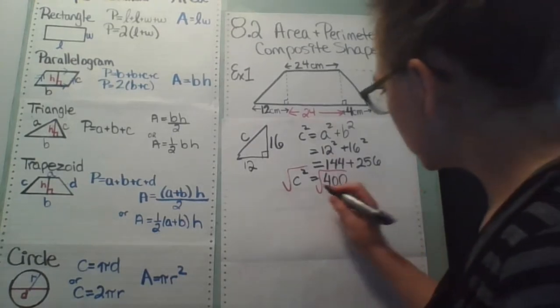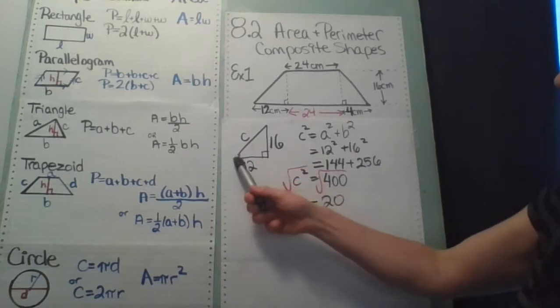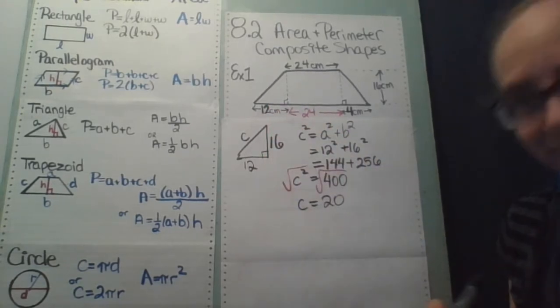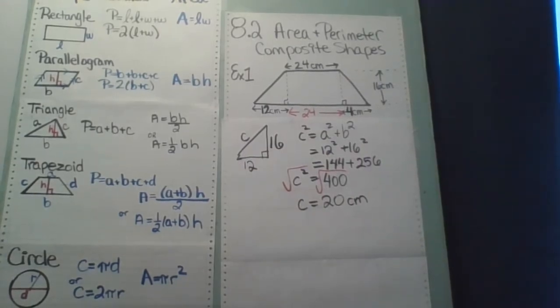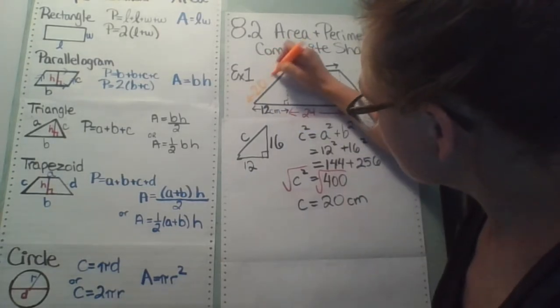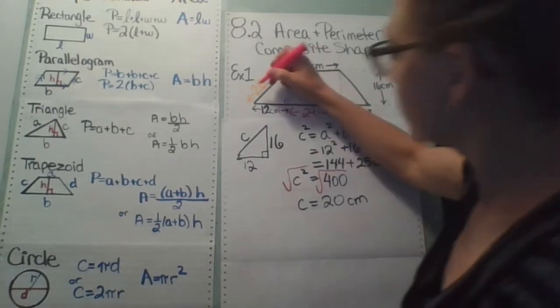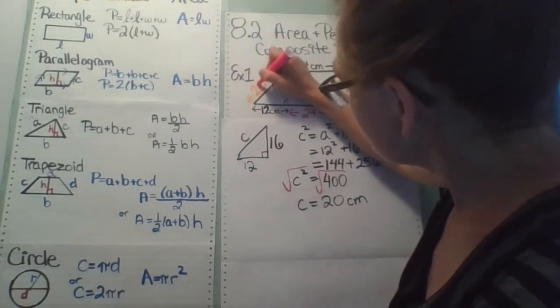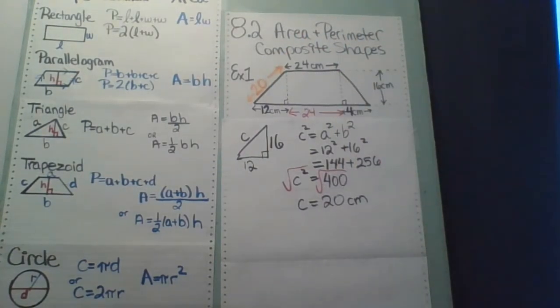And the square root of 400 is 20. So that means this piece here is 20. Good. All right, let me just write that in up on our picture so we don't lose it. So this part here is now 20. Can you see that? Too pale. Try that again. 20. That's a bit better. Okay.